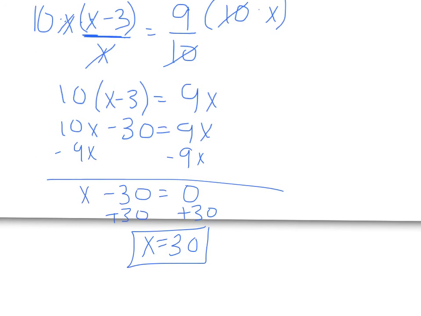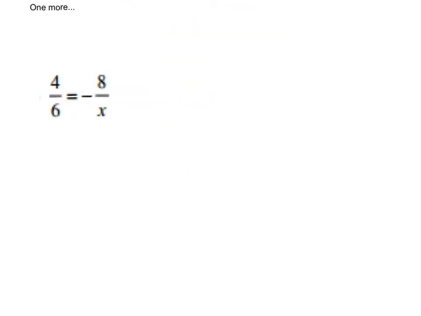Alright, one more and then you can get going on homework. Same deal. If you are ready to try this on your own, do so and then you can check your answer with the video. Least common denominator here, I'm going to give this negative to the top, just to that 8. So I'm going to say my least common denominator is 6x.